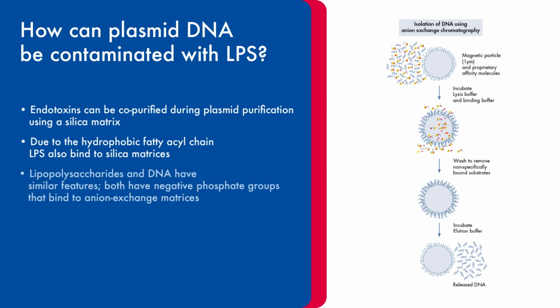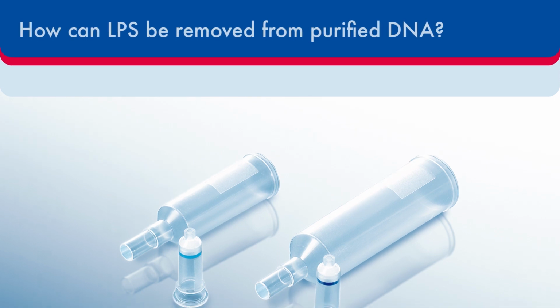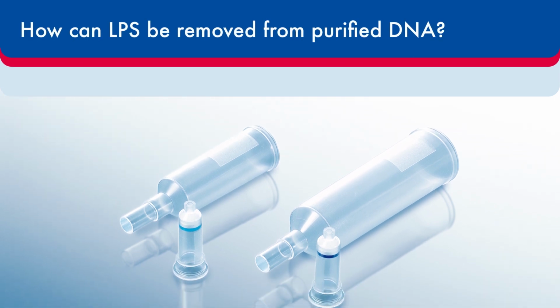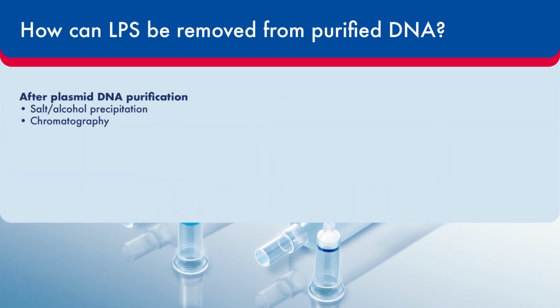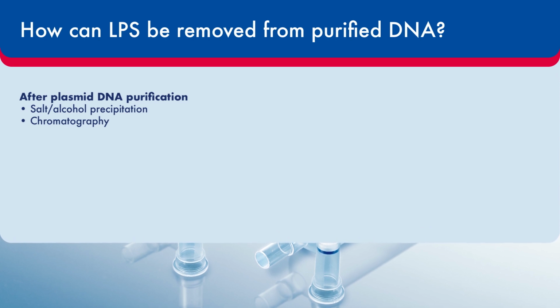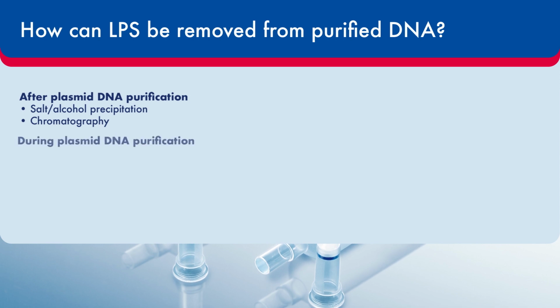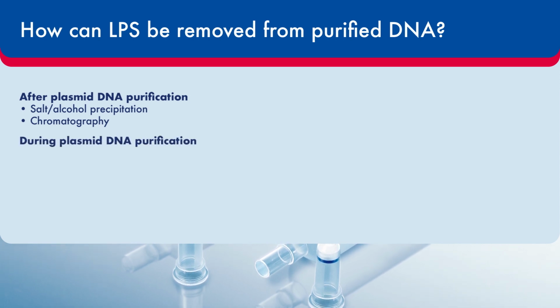Just like DNA, LPS has negative phosphate groups that bind anion exchange matrices during plasmid purification using this technology. Endotoxins have to be removed from plasmid DNA to guarantee optimal results. There are two ways to do this. One method involves removing endotoxins after DNA purification, and the other involves removing endotoxins during DNA purification.